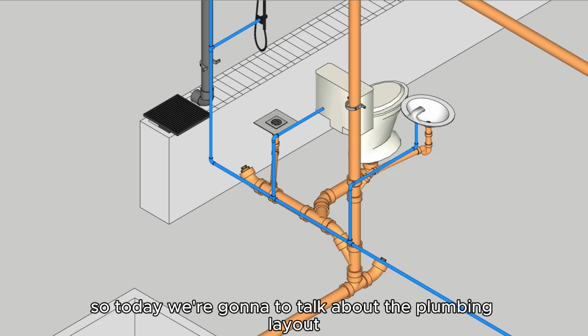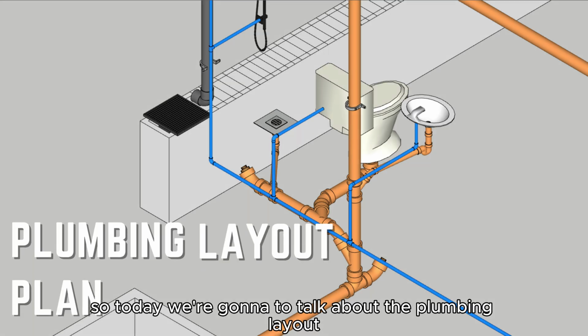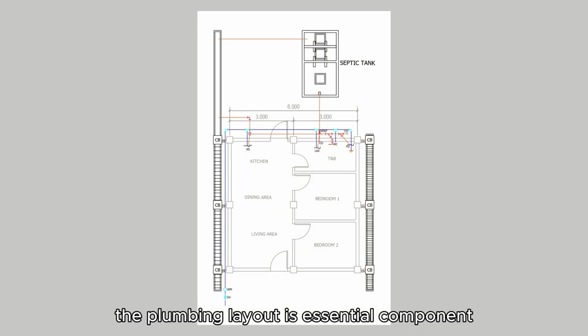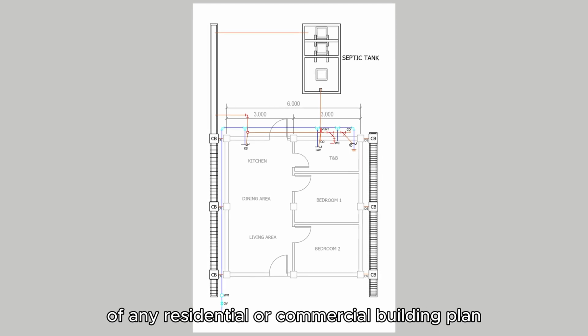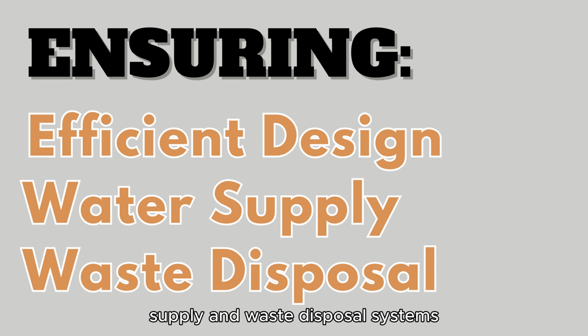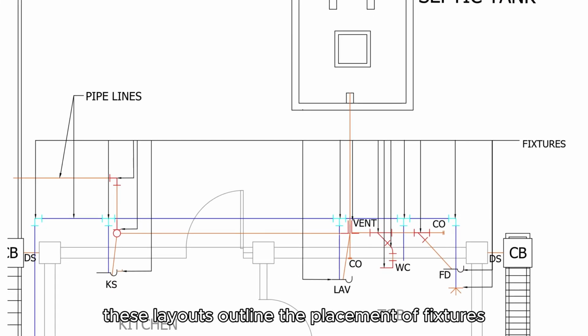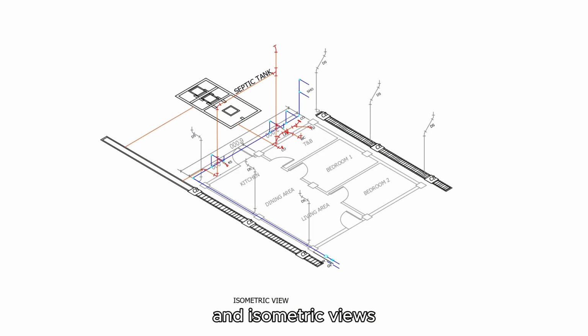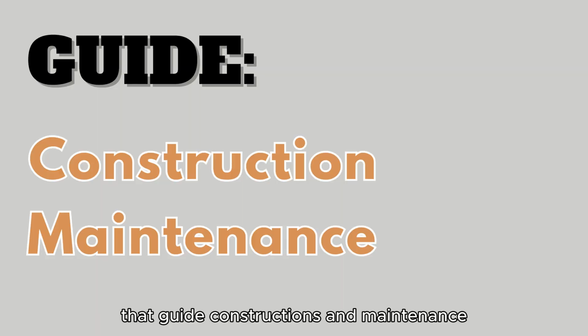So today we're gonna talk about the plumbing layout plan overview. Plumbing layout is an essential component of any residential or commercial building plan, ensuring efficient design and installation of water supply and waste disposal systems. These layouts outline the placement of fixtures and pipelines, including the detailed specifications and isometric views that guide construction and maintenance.